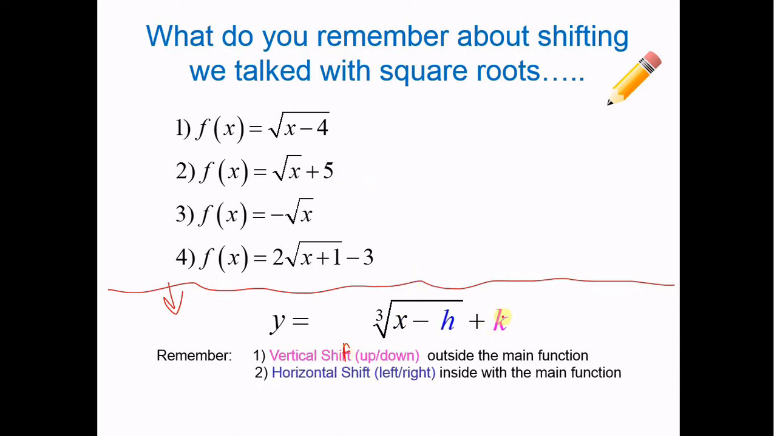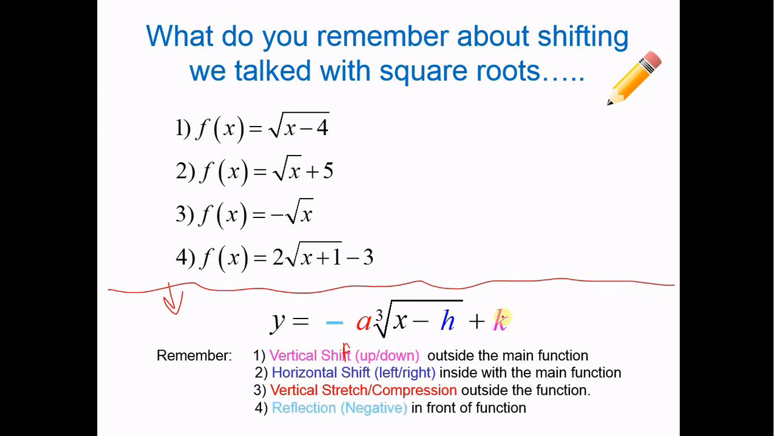The little h there says if you're moving left or right. Just like last time, it's opposite of what we think it should be. So if we see a minus there, we know we need to move to the right. It's always opposite when it's under the radical. The a tells you if you're going to stretch or compress vertically. And number 4, of course, is the reflection. The negative in front is going to flip you around the x-axis.